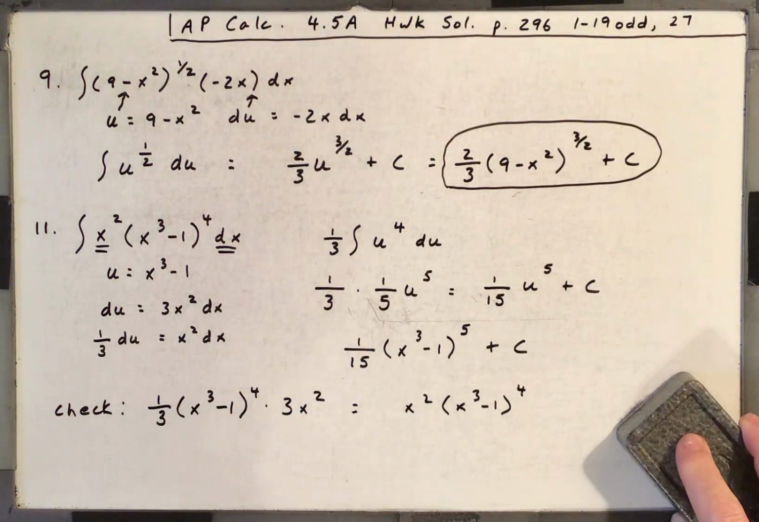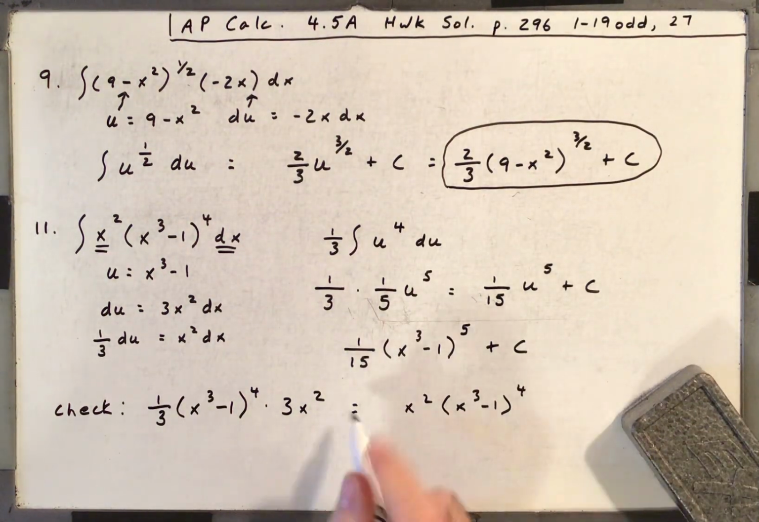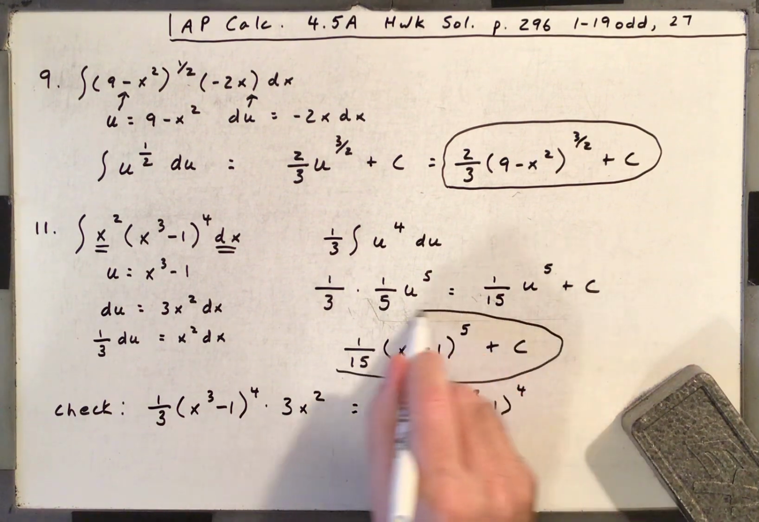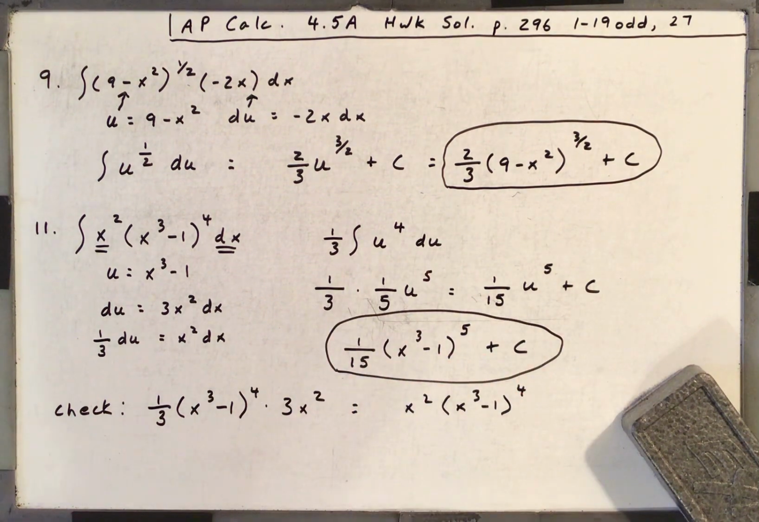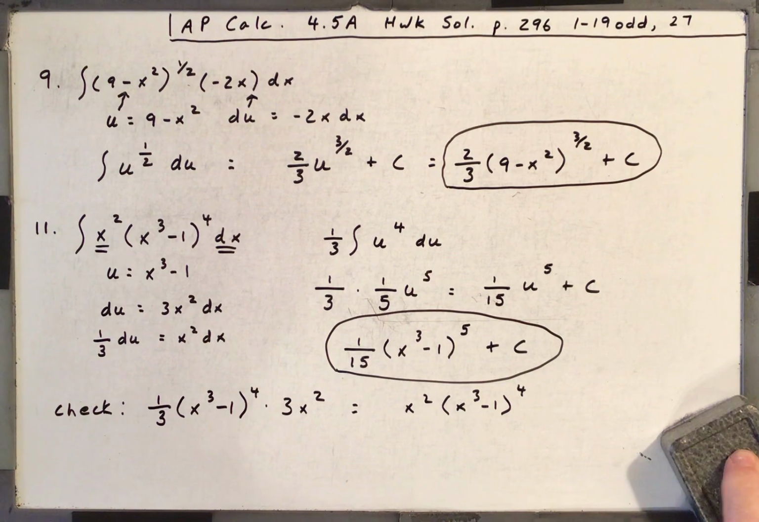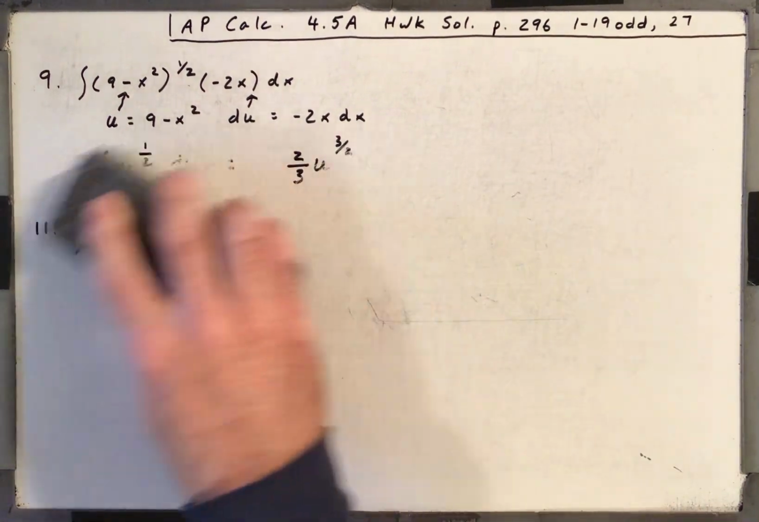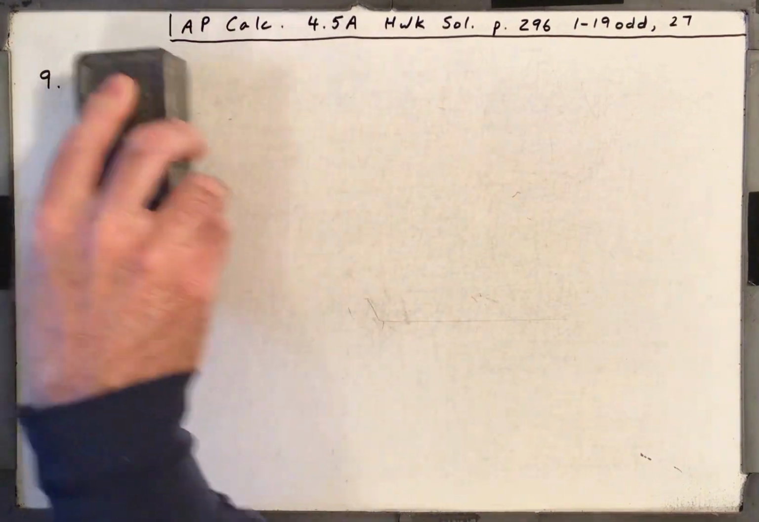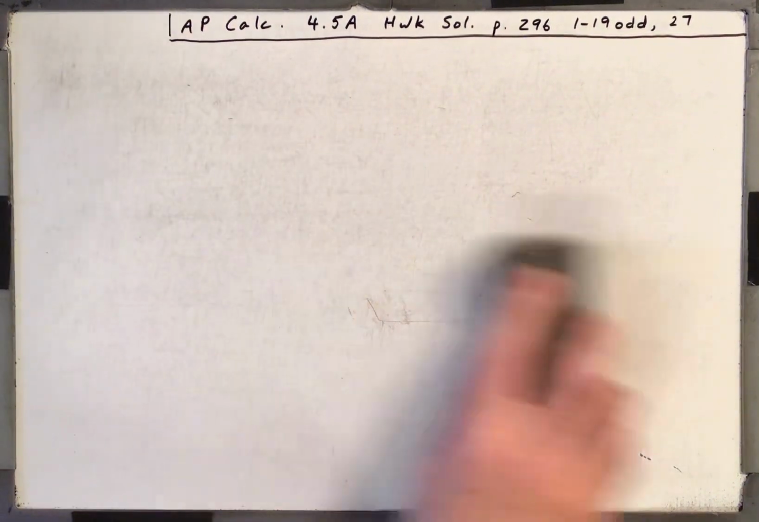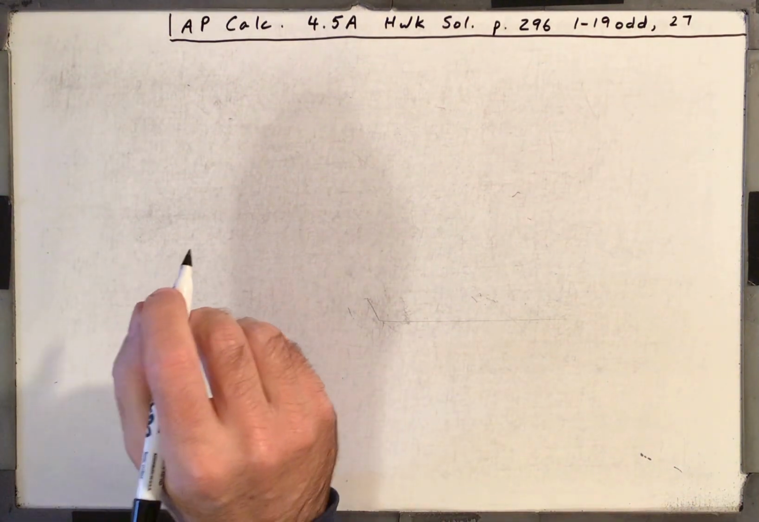All right. So this is, sorry about all that. We did the check. Let's make sure we circle the actual antiderivative there. All right, this is just the check. Okay, that was number 11.